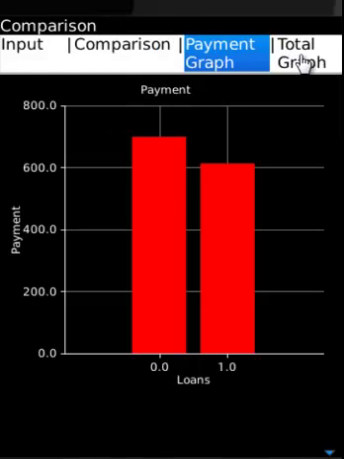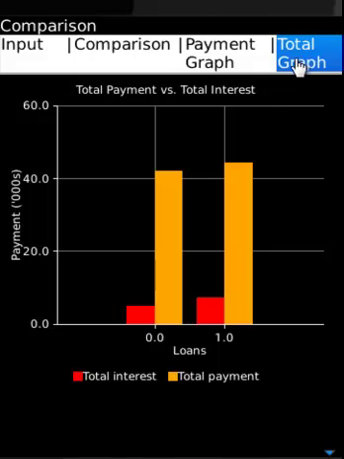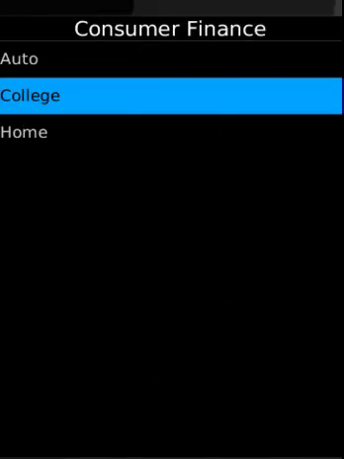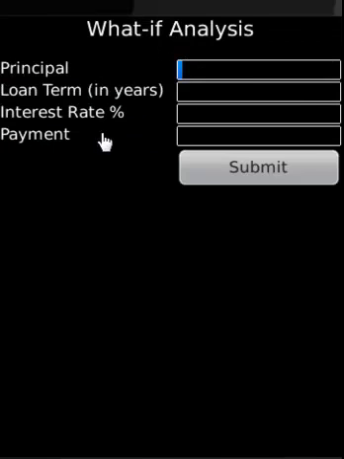This is the graph of the comparison of two payments, the total payment versus total interest. Now, what if analysis. This allows you to calculate one of the four variables when the other three variables are supplied.